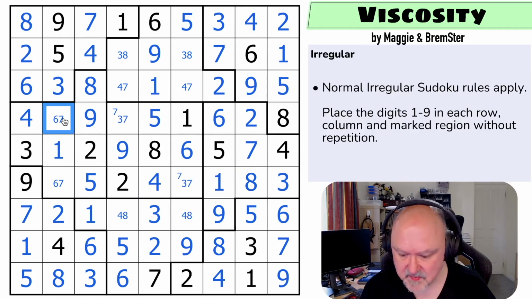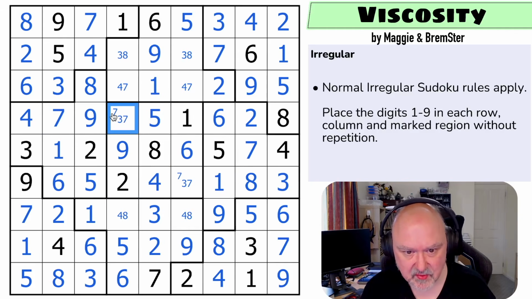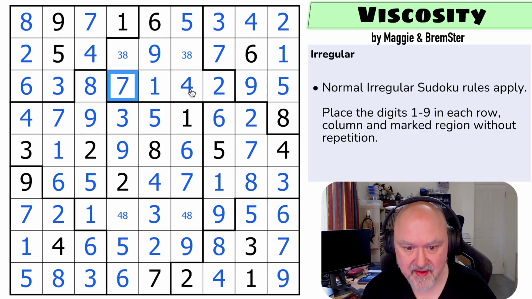The 6 looks across, making that the 7 and that the 6. The 7 looks back, making that the 3 and that the 7. The 7 looks up, making that the 4 and that the 7. The 4 looks down, making that the 8 and that the 4. And the 8 looks up, making that the 3 and that the 8.